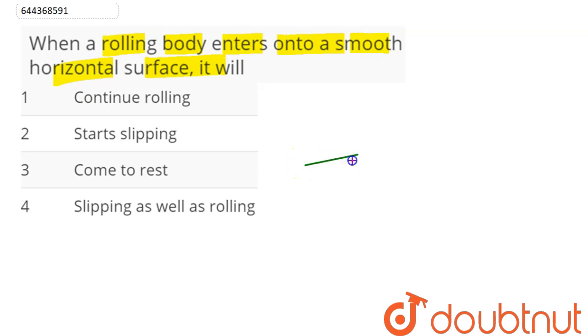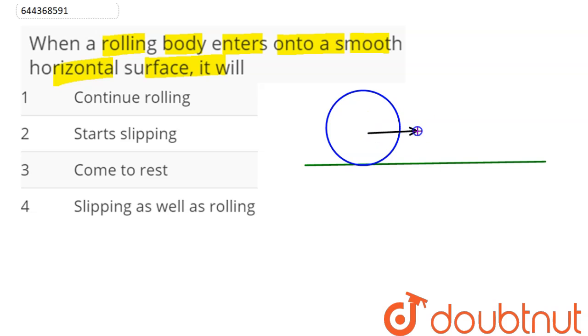Question is, when a rolling body enters onto a smooth horizontal surface, it will. So here, this is our smooth horizontal surface, and let's say this is our pure rolling body. In this case, the velocity of the center of mass is given here as V, and for pure rolling condition, this is rotating about its center with angular velocity omega, such that the net relative velocity of the point of contact is 0. So V becomes equal to R omega.